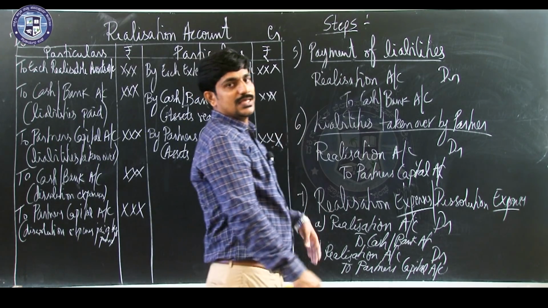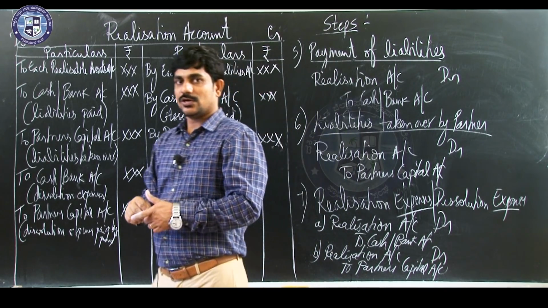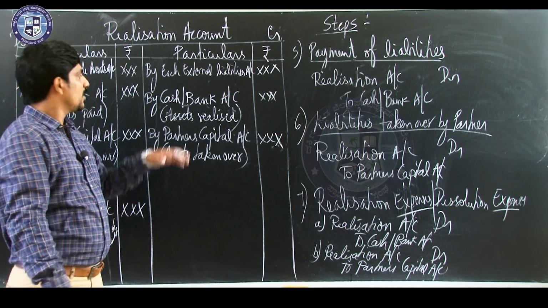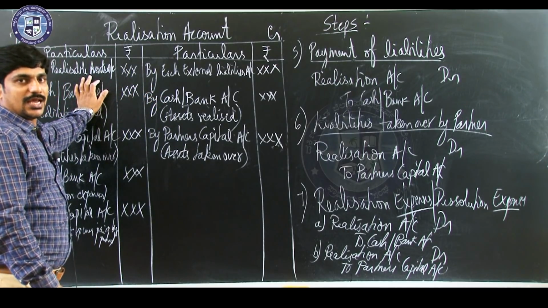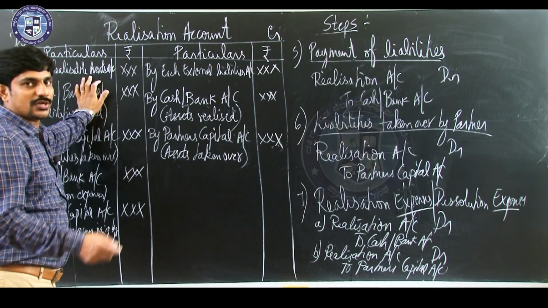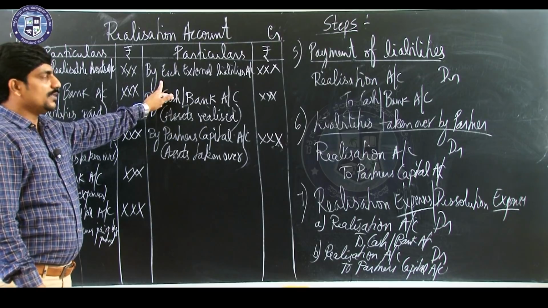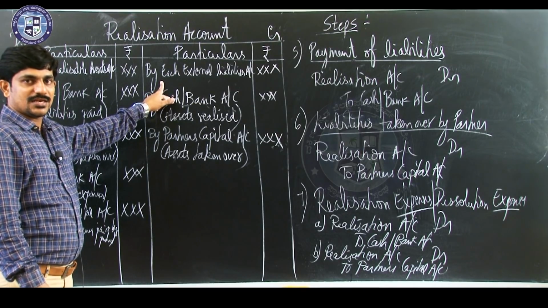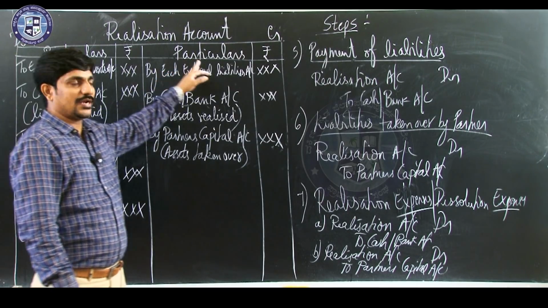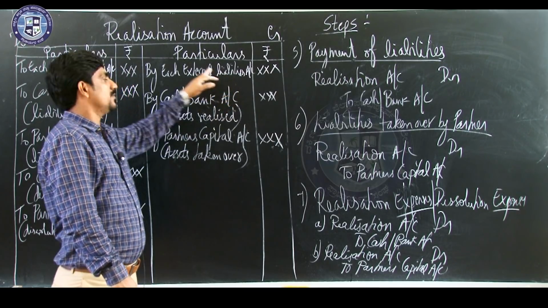So, these are the seven steps we need to follow while preparing the realization account. Step 1: transfer all the realizable assets to the debit side, because an asset shows a debit balance. Then step 2: transfer all the external liabilities, that is outside liabilities, to the credit side. Liability shows a credit balance, so you record it under the credit side.